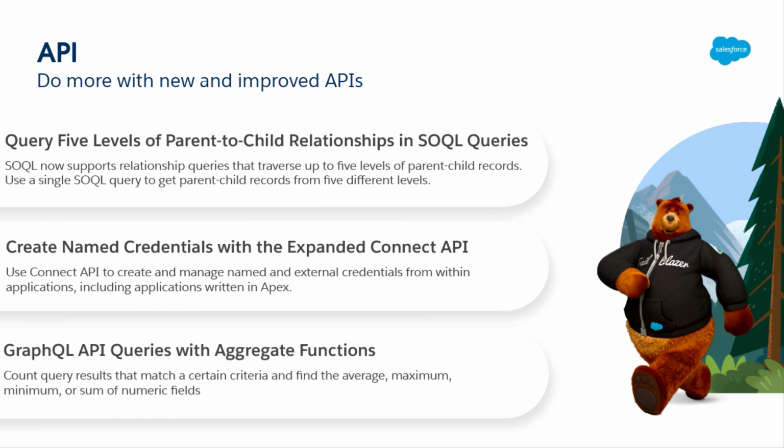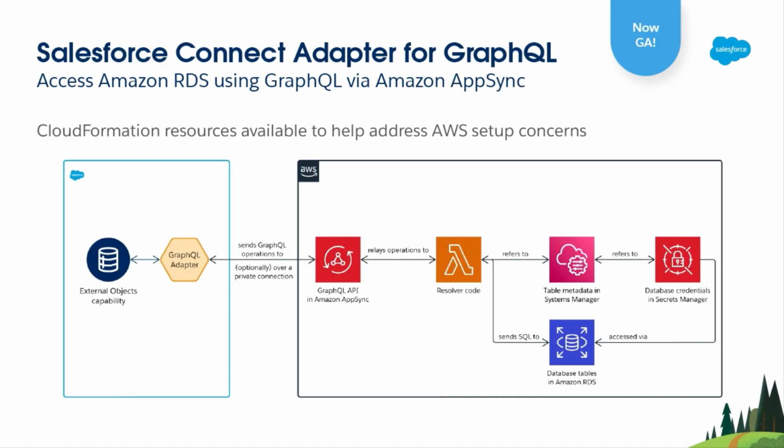The GraphQL API now supports aggregate functions. You can count queries to match certain criteria and find the average, sum, maximum, minimum, and other aggregations of numeric fields. Access Amazon RDS using GraphQL via AppSync. The new Salesforce Connect adapter for GraphQL opens up new integration possibilities by enabling access to data stored in Amazon RDS, Amazon Redshift, and other data stores in a zero-copy manner.